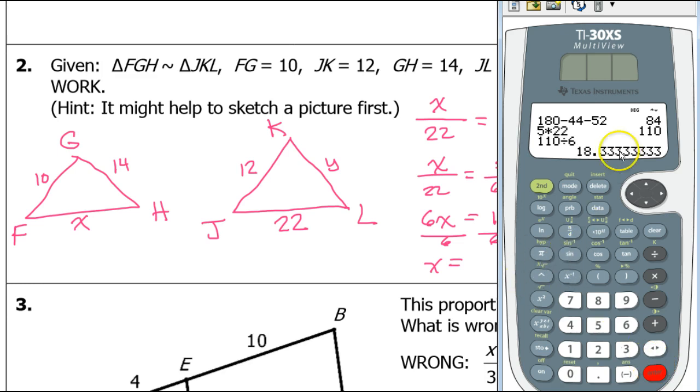Okay, so I'm getting this decimal. They don't give me permission to have a decimal. We don't have permission to round. So I better leave it as a fraction. 55 over 3.